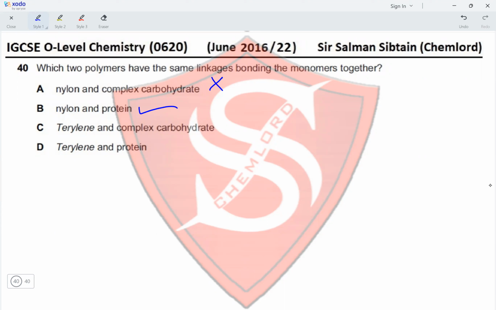Terylene and complex carbohydrates. Terylene is a polyester. Complex carbohydrate has glycosidic links. Terylene and protein. Terylene is a polyester. Protein is a polyamide. So terylene would have an ester bond and protein would have an amide bond. So this makes option B the correct option for this question.